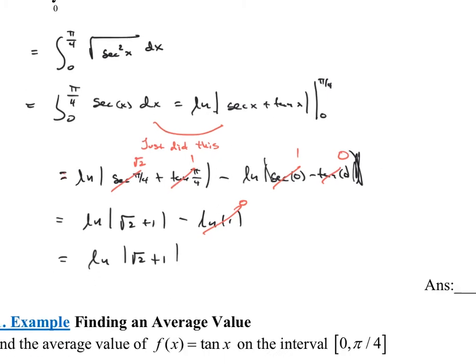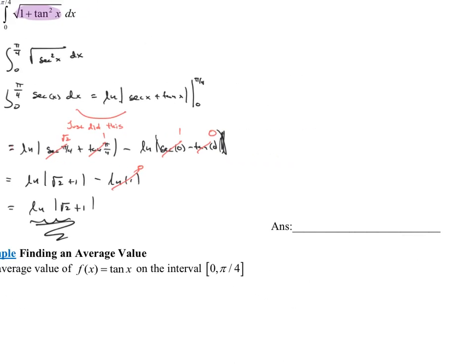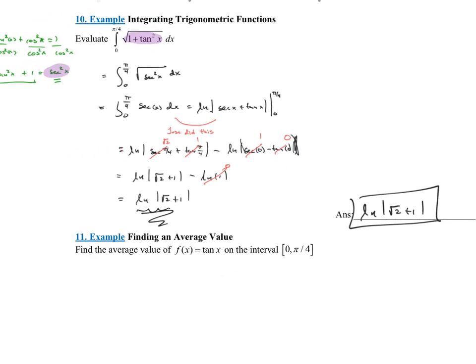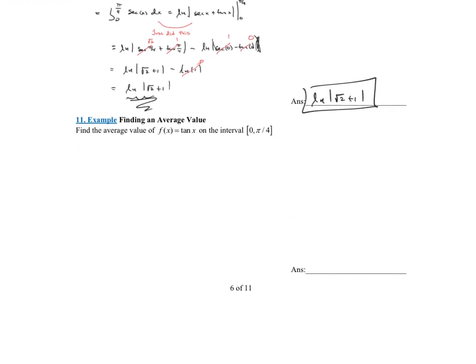In the book they use a decimal approximation. I'm fine with you using the actual answer here. So I'm going to say the natural log of the absolute value of the square root of 2 plus 1, whatever the heck that value is. Okay? So, cool little trigonometric substitution there, knowing your Pythagorean identities. Again, we reviewed this in the trigonometry review at the beginning of the semester.